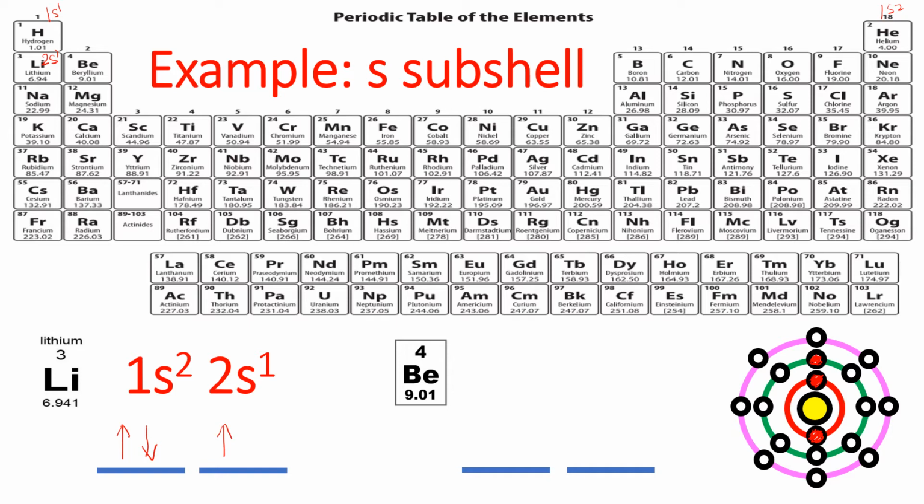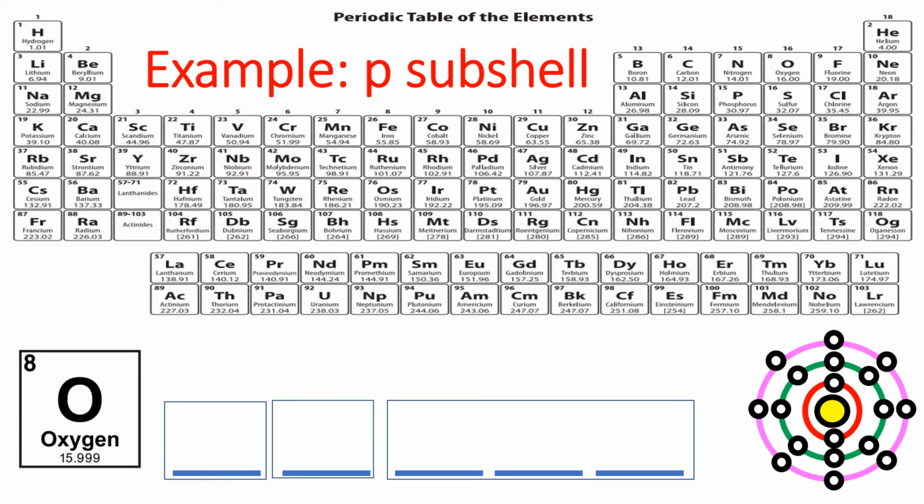For your beryllium, you're also going to write it this way: 1s2, 2s2. Because this is 1s1, 1s2, 2s1, 2s2. Also you can look at it here. The atomic number is 4, so you have 2 electrons here and 2 electrons here. The total is 4. In your orbital diagram, we can have it this way: 1, 2, 3, 4. Using your atomic model here: 1, 2, 3, and 4.